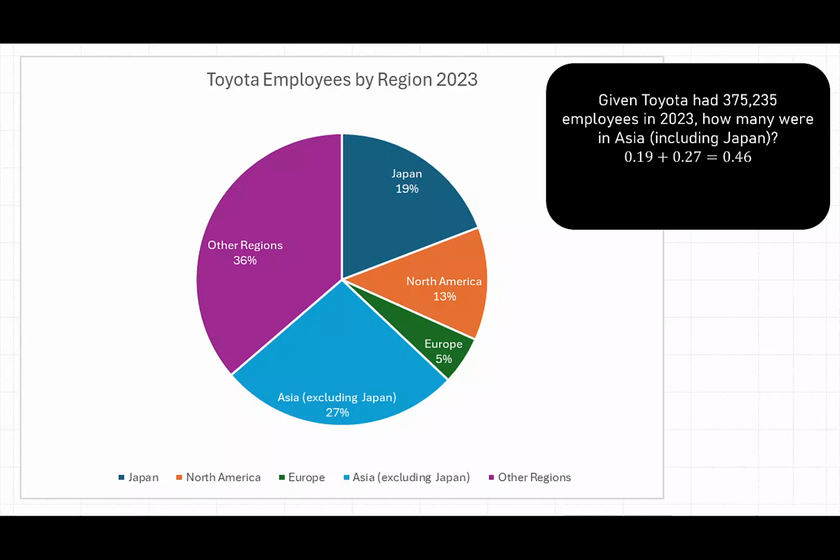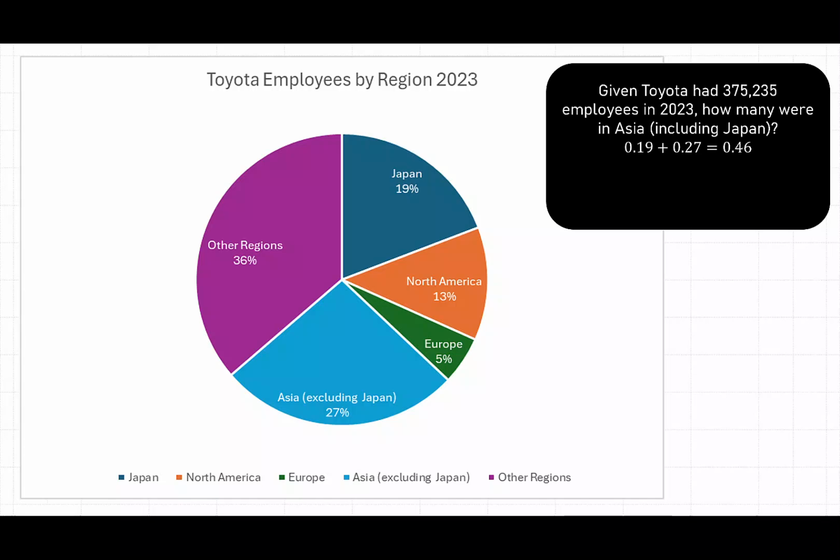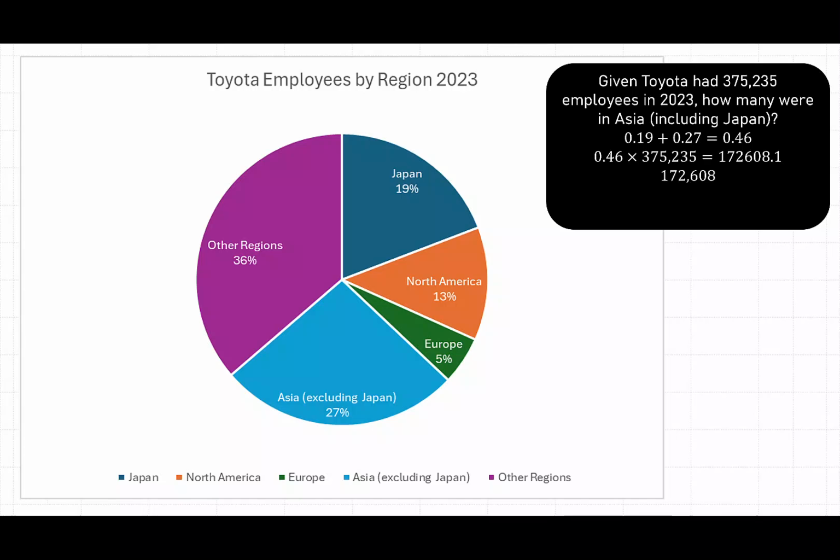Now I'll take this 0.46 and multiply it by our whole. We have 0.46 times 375,235 gives us 172,608.1. Just like last time, we're going to get rid of the decimal, which says we have 172,608 employees from Toyota in the continent of Asia.